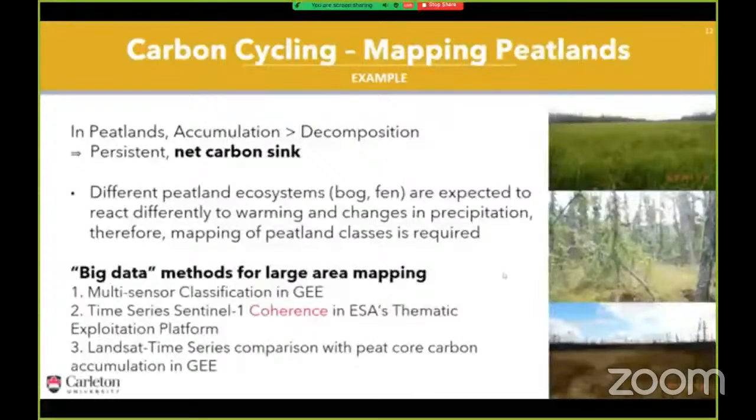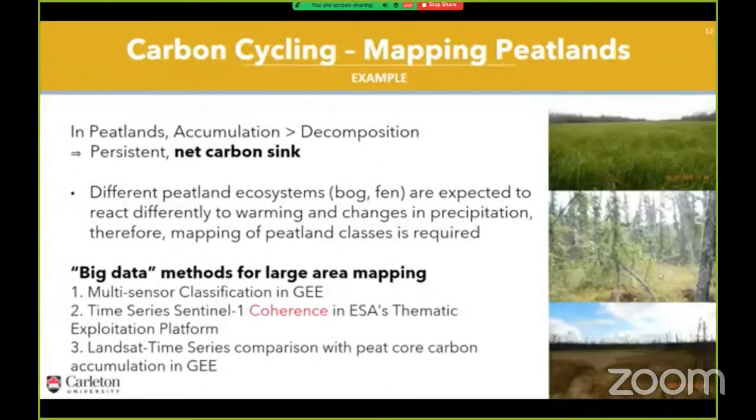The next project I'm going to talk about is carbon cycling in peatlands. And I do a lot of peatland mapping from a lot of different aspects. I'm going to try to talk only about a few specific areas today, but peatlands are wetlands and they are a net carbon sink. So accumulation is greater than loss. They store carbon, which is great for global warming and reducing our emissions numbers.